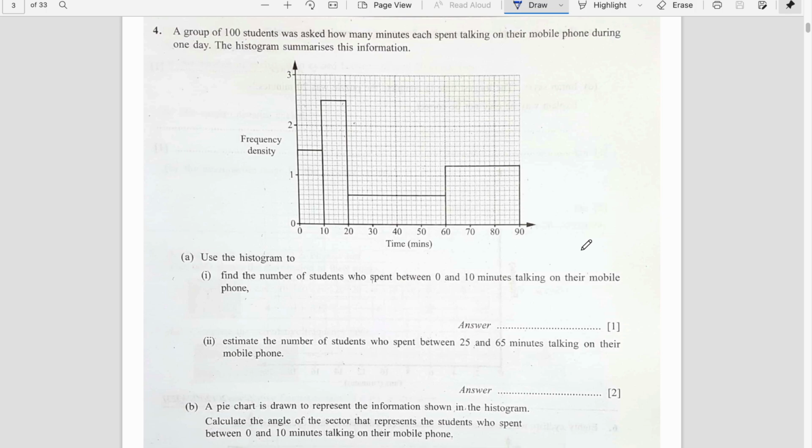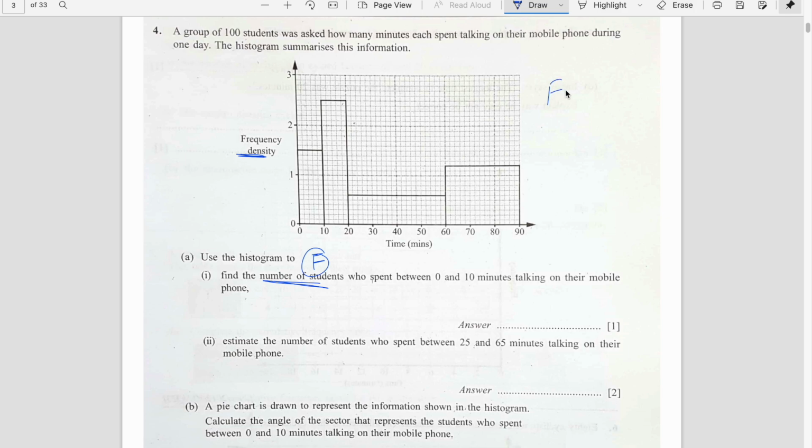A group of 100 students was asked how many minutes each spent talking on their mobile phone during one day. The histogram summarizes the information. Use the histogram to find the number of students who spend between 0 and 10 minutes talking on their mobile phone. Now be careful, this is frequency density. And when he is asking about the number of students, that should be frequency.